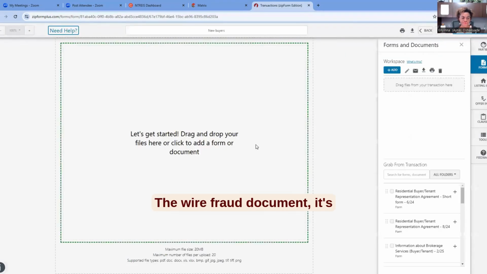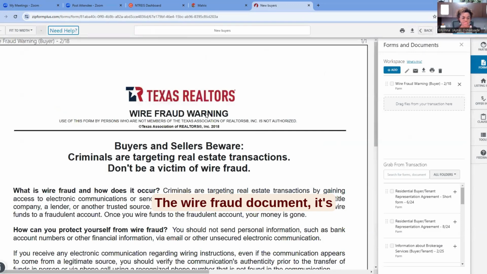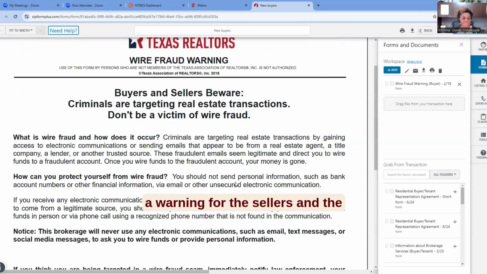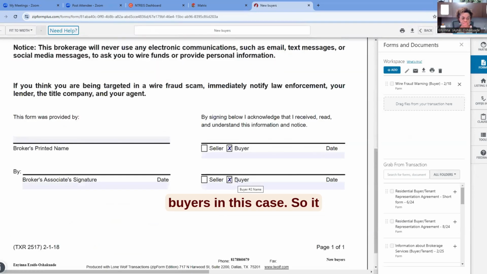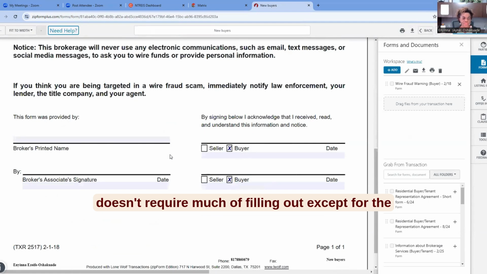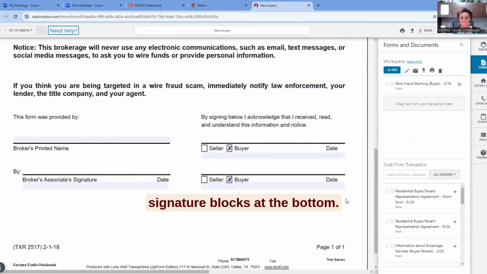The wire fraud document is a warning for the sellers and the buyers in this case, so it doesn't require much filling out except for the signature blocks at the bottom.